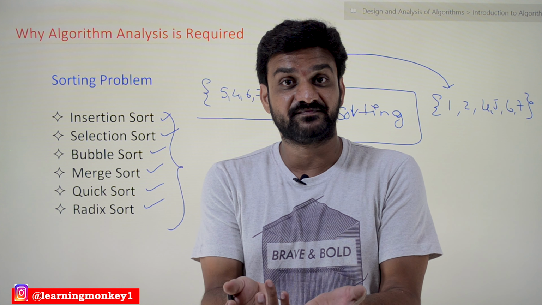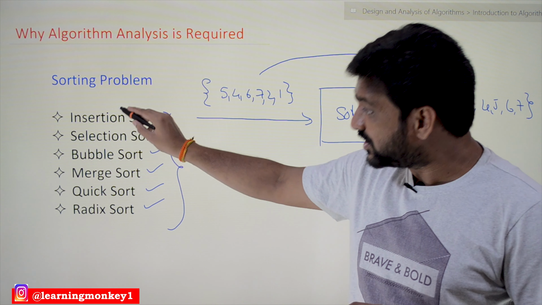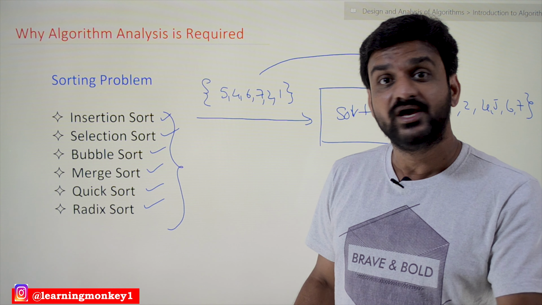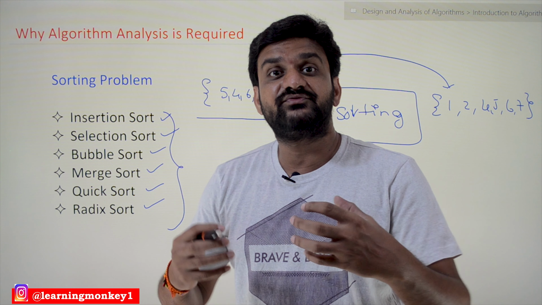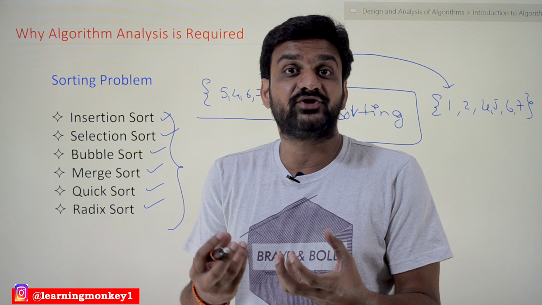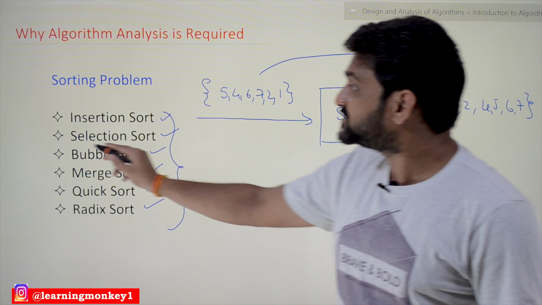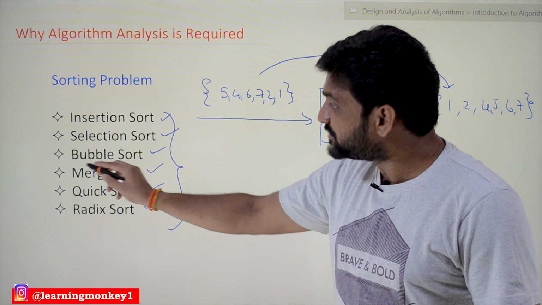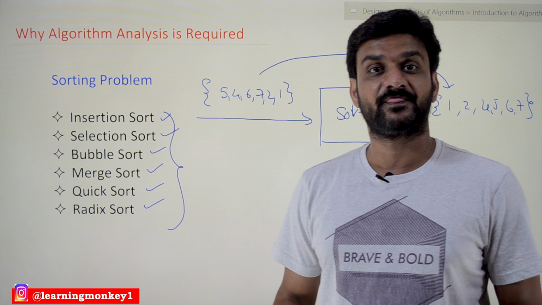That is the question. Among these, which one do we have to choose? Will all these problems work in the same way? No. The way in which the insertion sort gets the solution is different from the way in which the selection sort works. Similarly, bubble sort. Every algorithm is different from another one.